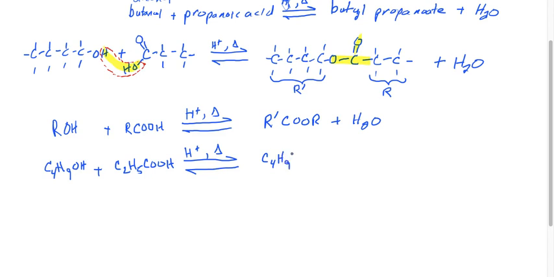9 hydrogens, right? And then we've got the COO. And then we've got 1, 2. 2, 4, 1 is 5. Plus H2O.